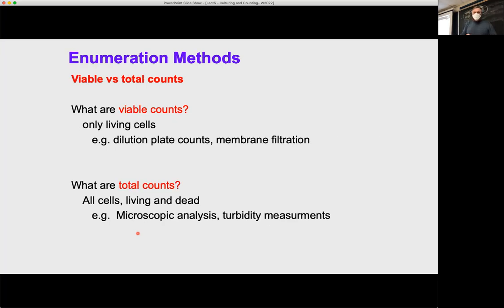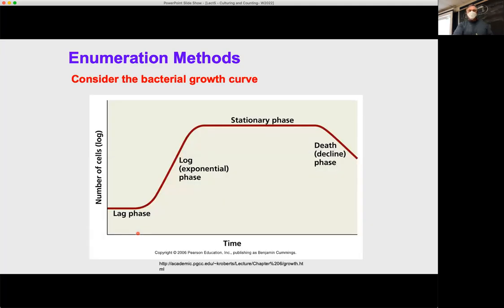Okay, so there's also viable versus total counts. Viable counts only count living organisms. You have dilution plate counts and membrane filtration for this. And then you also have total counts. Total counts count everything, living and dead. For living cells, for viable counts, you can use a dilution plate. You can also use membrane filtration. What you do is you run bacteria through the membrane filtration, then you grow whatever's on the membrane. And that will tell you how many living bacteria are there.